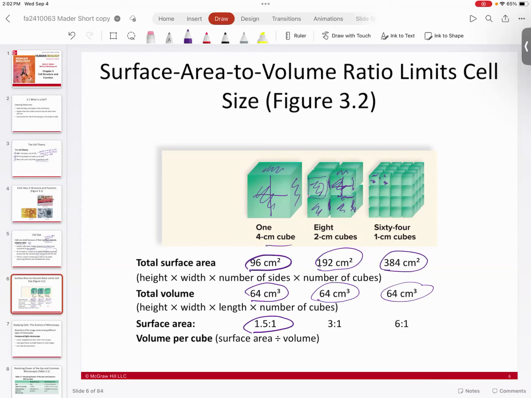Okay. So the ratio for the 8 2-centimeter cubes is 3 to 1, doubled your productivity, right? From 1.5 to 3, but you maintained your cost. That's pretty smart economics, if you can double your productivity and maintain your cost. And then when you divide it up again, you doubled it yet again, but you maintained your cost. So you're basically increasing your surface area while minimizing your volume or your costs. Okay, that's exactly what you want. You're getting maximum benefit from minimum cost.